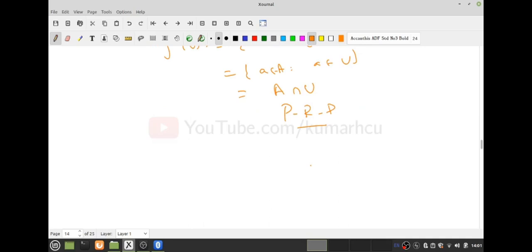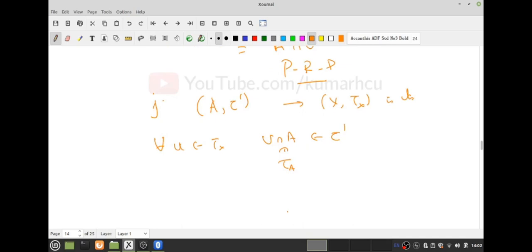So what did we do? I have a topology tau dash on A so that the inclusion map is continuous. Then what did I find? I found that for every U in tau_X, U intersection A is in tau dash. But for every U in tau_X, U intersection A belongs to tau_A, and all elements of tau_A are of this form. Therefore, what have you concluded? You have concluded tau_A is contained in tau dash.